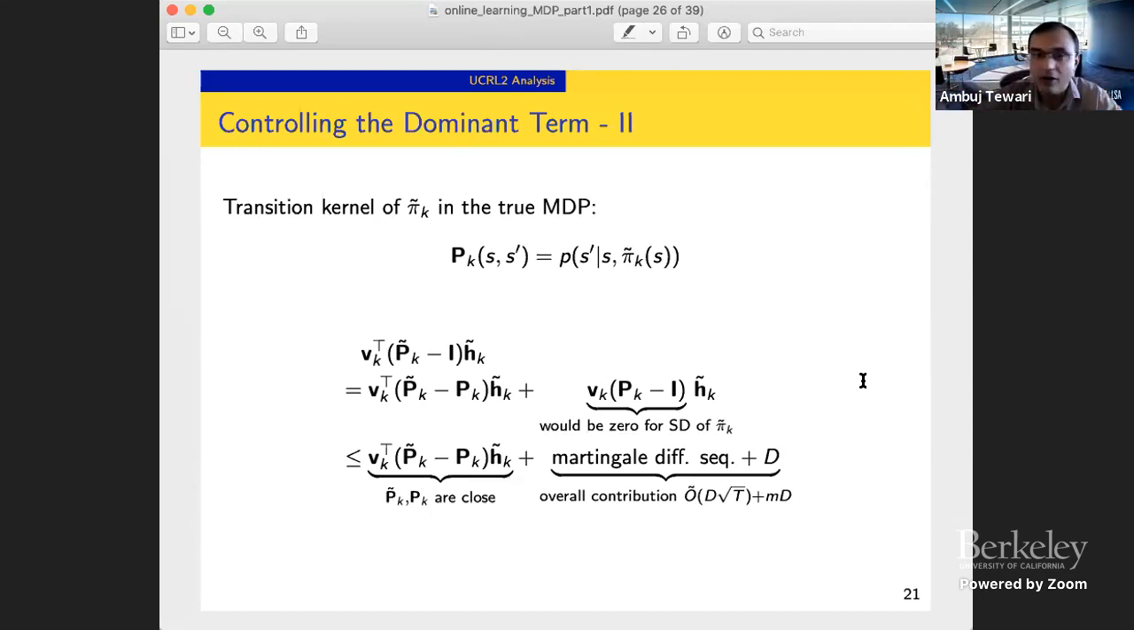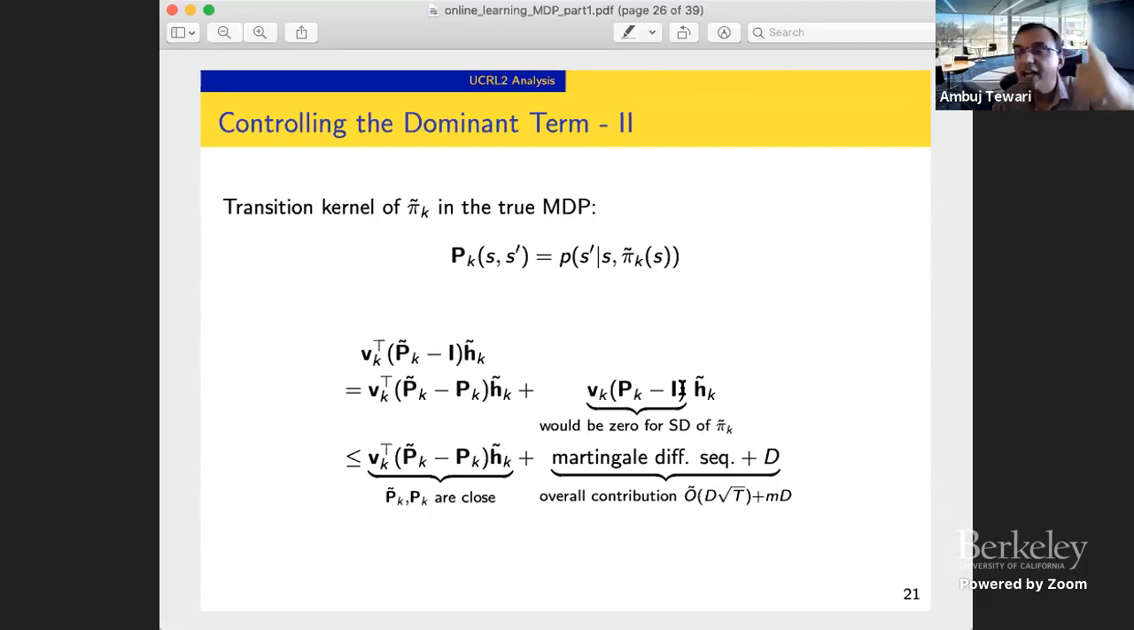You have some control on how big P tilde and P tilde minus PK can be. That control will come from your construction of the set of plausible MDPs. A little bit of intuition about the second term here: we have the visitation counts in episode K hitting PK minus R. What is PK minus R? PK here is the transition kernel of pi tilde K.